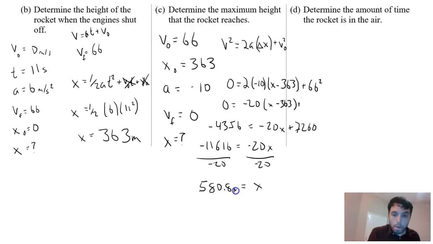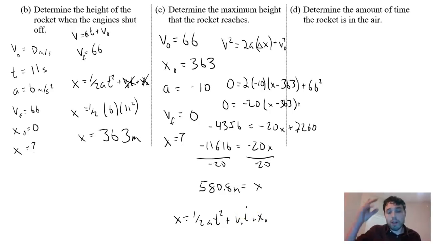There are lots of ways to do this problem. This is just one of them. You could have found what t was when vf equals 0, and then used this equation: 1/2 at squared plus v naught t plus x naught. You could use that equation if you find t, and there are a lot of ways to do that. This is just one example of how to do it.